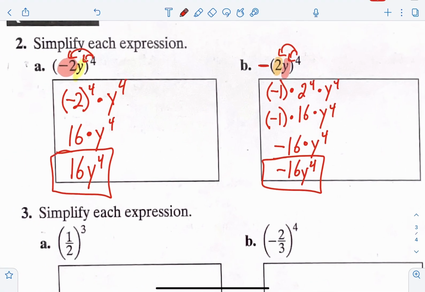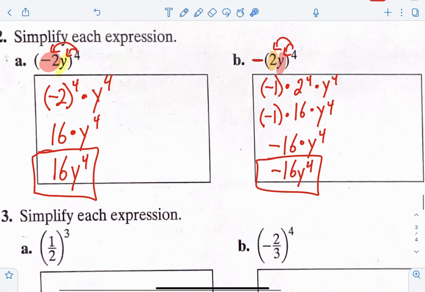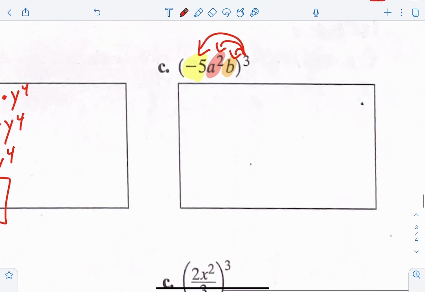Okay, so it was the same as this one, but remember, inside the parentheses versus outside the parentheses changes how you set it up, and then it changes your answer. All right, let's see how we did on C.